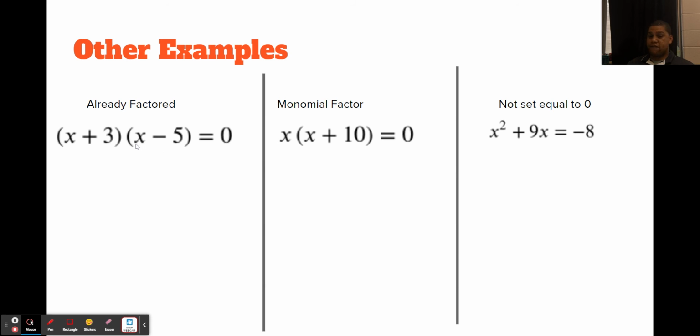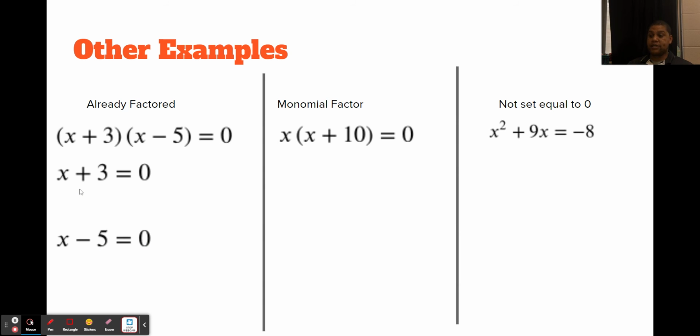The first 3 or 4 problems are already factored, which is kind of nice. You don't even need to use Magic X. They give it to you. It's like x plus 3 times x minus 5 equals 0. If I see those 2 sets of parentheses, I already know it's factored. So now I just set the first factor equal to 0, x plus 3 equals 0. Second factor, x minus 5, also equals 0.